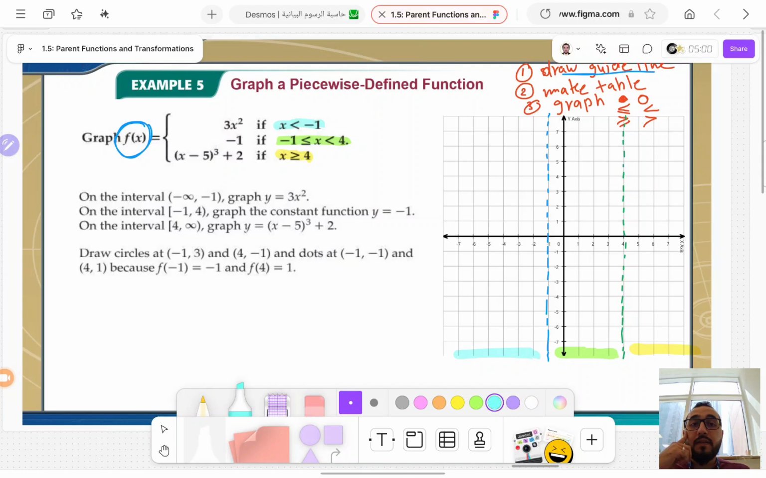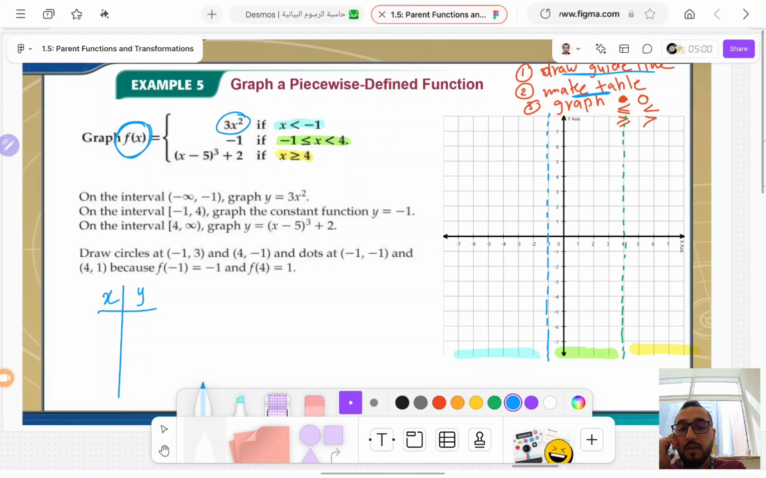Now after we identify the guideline and the area that we need to graph for each function, now step 2 is to make a table. So make a table for every one. So the first function is 3x squared, make a table for it, x and y. Then the second function is -1, make a table for it. Then the third, so let me do it in the green color. So the second function, x and y. Then the third function in the yellow one here, make a table for it.